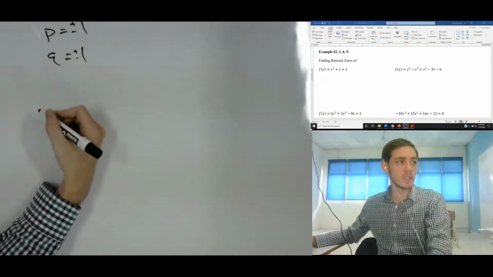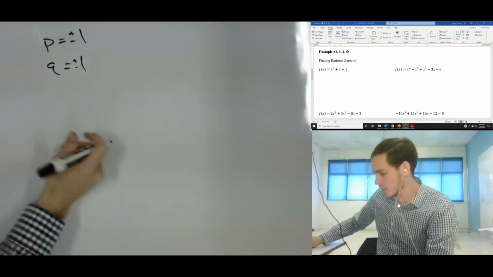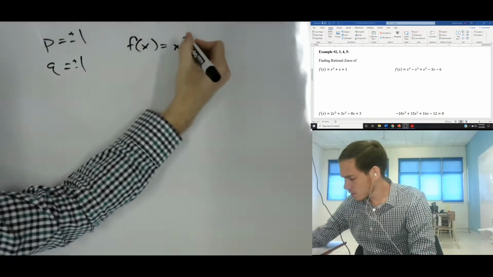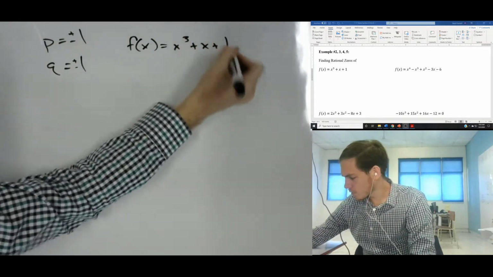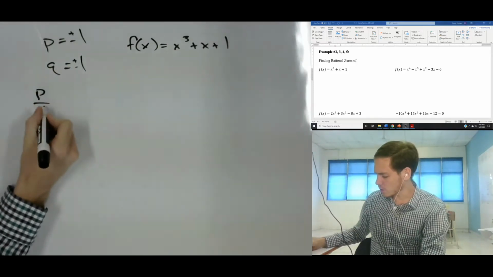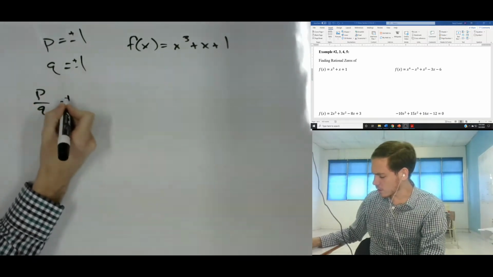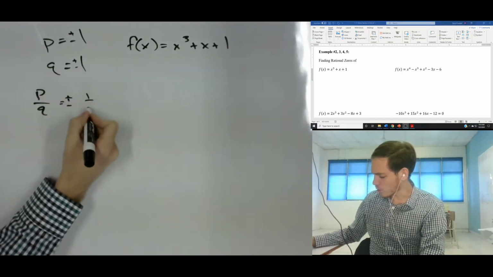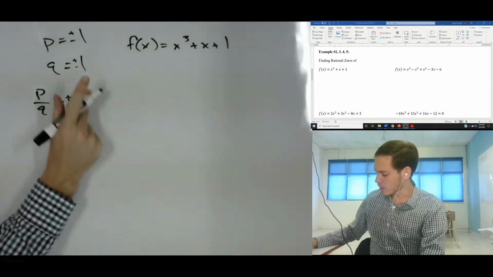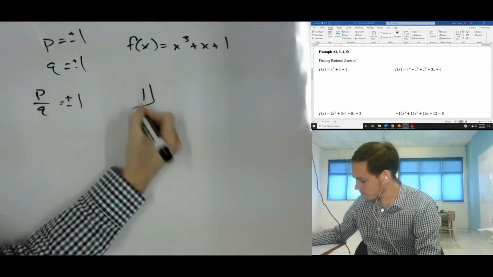So what we do is we check. This is f of x. We're going to check with synthetic division. P over Q is going to equal plus or minus 1 over 1. Okay? Or P over Q is going to equal plus or minus 1. Okay? So we have 1.